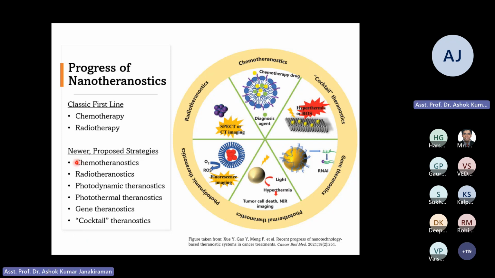So now we can broadly classify the new strategies into 6 different types: chemotheranostic, radiotheranostic, photodynamic, photothermal, gene theranostic, and cocktail. We are going to have a detailed discussion on each theranostic.